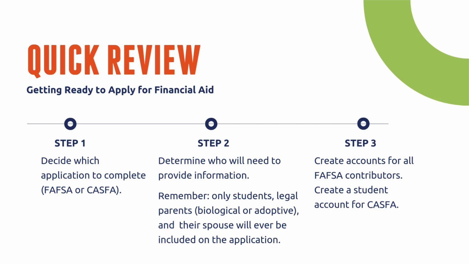And remember, only the student, their legal parents, biological or adoptive, and the student's spouse or parent's spouse will ever be included on the application. So grandparents, siblings, aunts, uncles, legal guardians, none of those people are ever going to report information on FAFSA or CASFA unless they have legally adopted the student. And then step 3 will be to create accounts for any required FAFSA contributors or create a student account if the student is completing the CASFA.